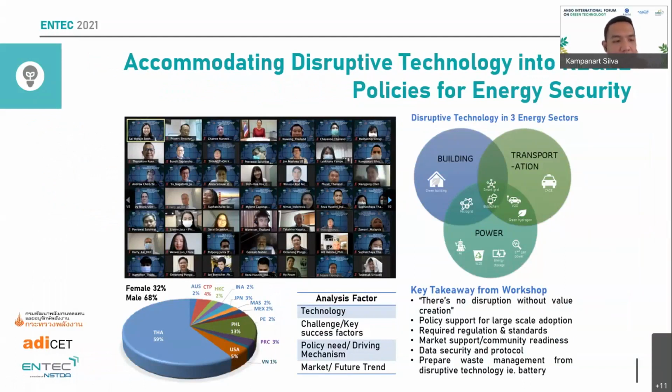And actually, the lead R&D team of this program is not NTEC but ADISET at Chiang Mai Rajabhat University, but we are working together. So this project is on accommodating disruptive technology into renewable energy and energy efficiency policies for energy security. We thought that another thing we need to think about quite a lot is disruptive technology, which will help a lot to increase the share of renewable energy and also to pursue the target on carbon neutrality in the future.